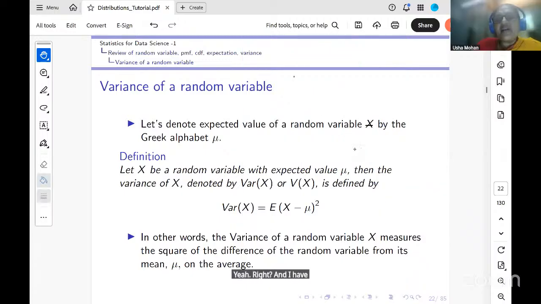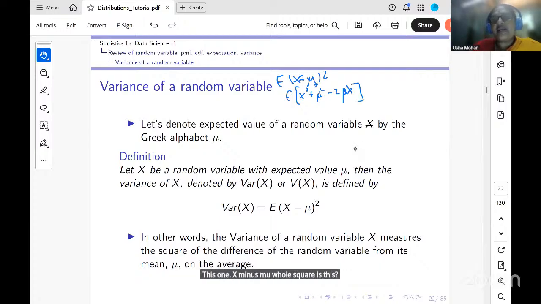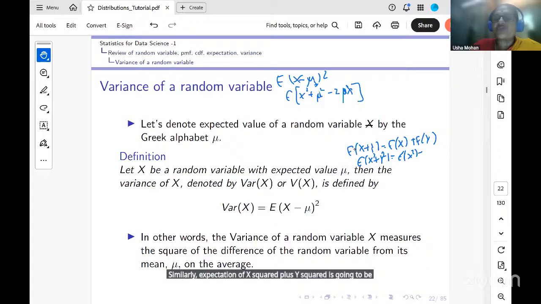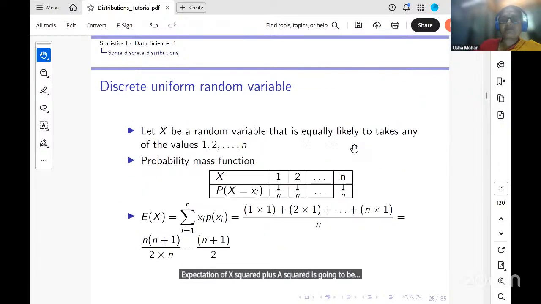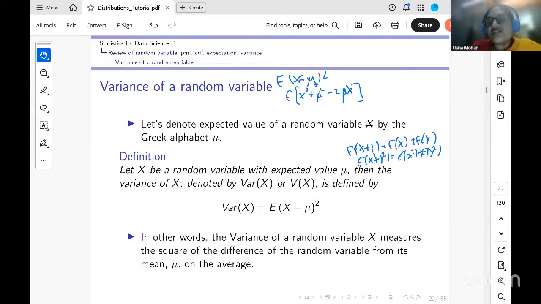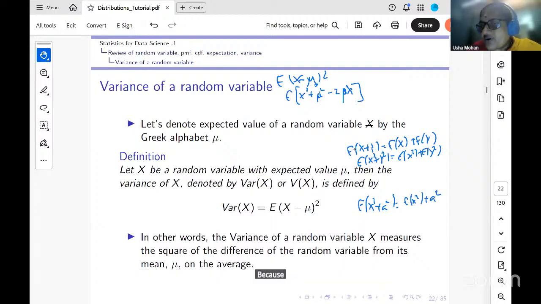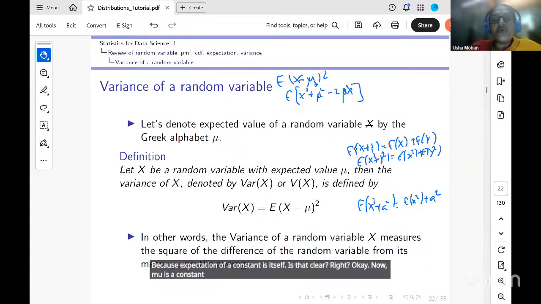So when I have defined (X minus mu) whole square, I know its expectation is going to be expectation of X square plus mu square minus 2 times mu X. Now I know that expectation of X plus Y is expectation of X plus expectation of Y. Similarly, expectation of X square plus A square, where A is a constant, would be expectation of X square plus A square, because expectation of a constant is itself. Is that clear? Now mu is a constant.